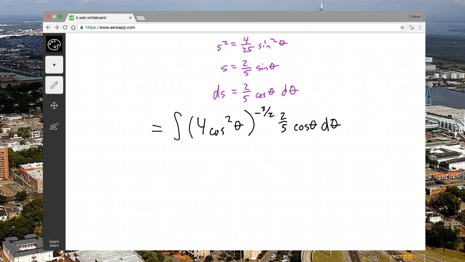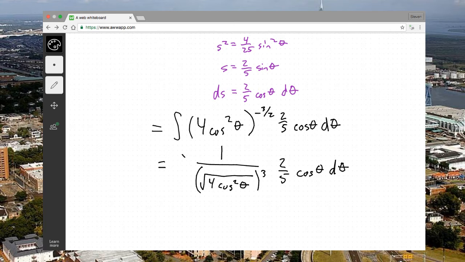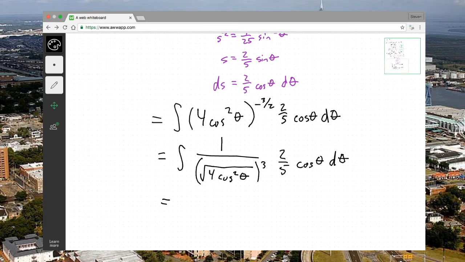Where to from here? Well, let's rewrite this a little bit simpler. We've got 1 over the cube of the square root of 4 cosine squared of theta, 2/5 cosine of theta d theta. And I like writing out the fractional power like that because it makes it a little bit easier for me to see how to proceed.